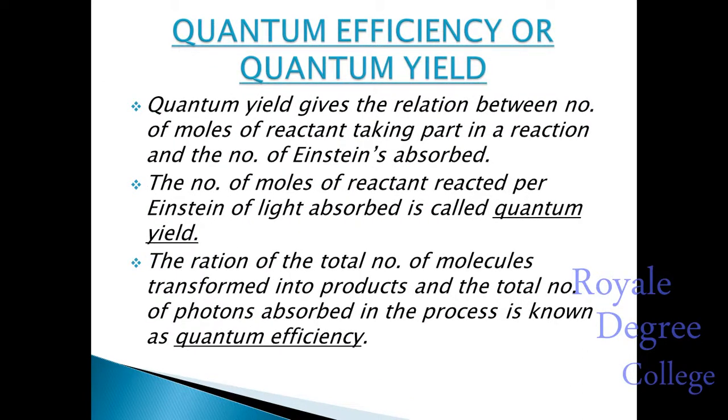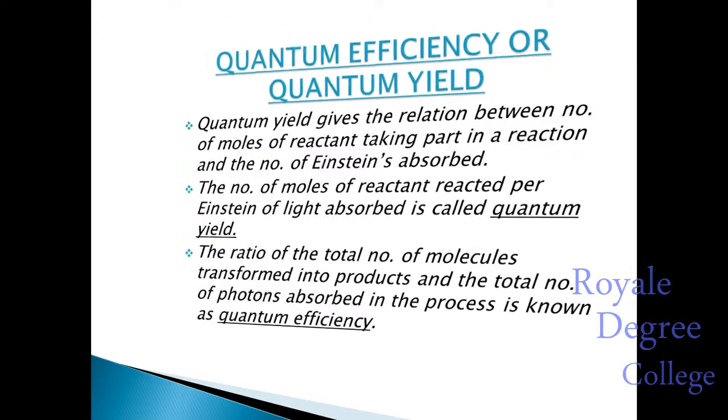Quantum efficiency or quantum yield. Quantum yield gives the relation between number of moles of reactant taking part in a reaction and the number of Einsteins absorbed. The number of moles of reactant reacted per Einstein of light absorbed is called quantum yield. The ratio of the total number of moles or the total number of molecules transformed into products and the total number of photons absorbed in the process is known as quantum efficiency.